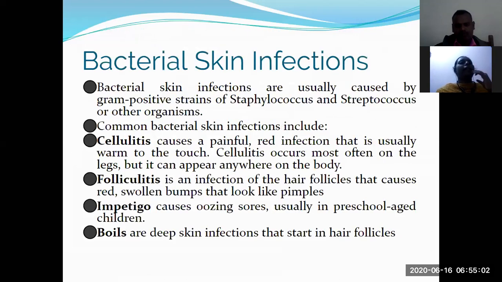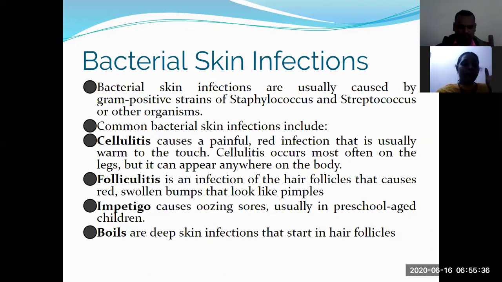Let us see some examples in addition to this. Next, bacterial skin infections. So these are all clinical manifestations we are studying. Bacterial skin infections are usually caused by gram-positive Staphylococcus and Streptococcus organisms. Common bacterial skin infections include, number 1, cellulitis. Cellulitis causes a painful red infection which is usually warm to touch. This occurs most often on the legs, but it can appear anywhere on the body.